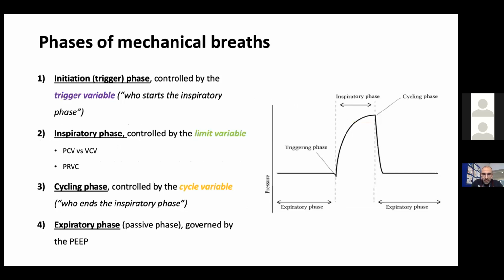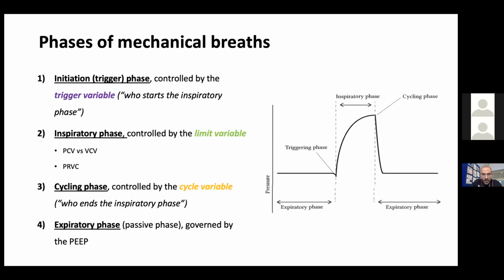What are the phases of a mechanical breath? We have 4 phases. Phase 1 is the initiation phase, the trigger. Who starts the inspiratory phase? It can be the ventilator, but it can also be the patient. The inspiratory phase is controlled by the limit variable, and this is where the different modes of ventilation come in, whether we are using pressure or volume.